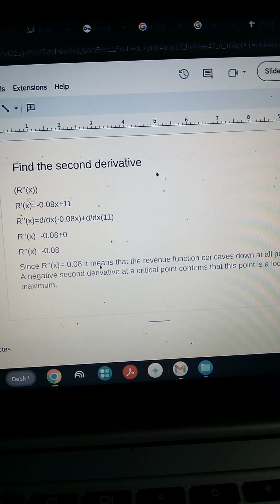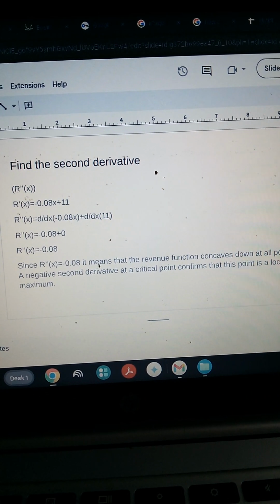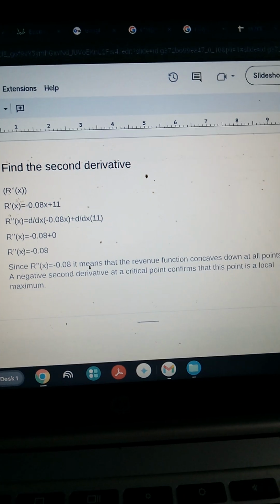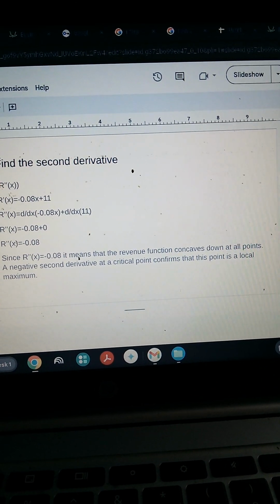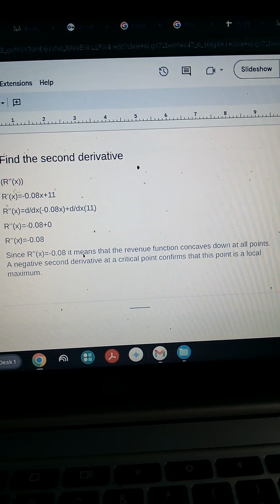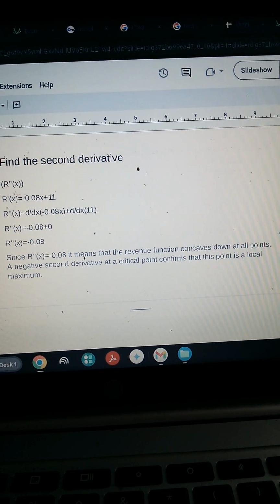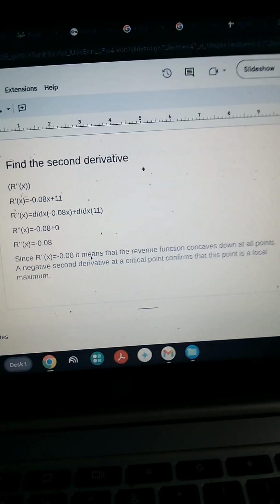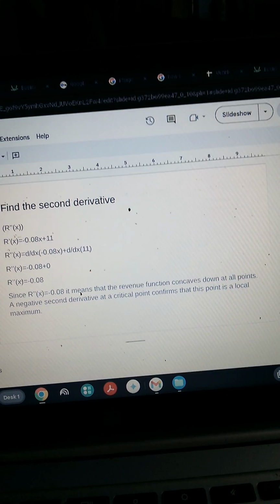Since r double prime of x equals negative 0.08, it means that the revenue function is concave down at all points. A negative second derivative at a critical point confirms that this point is a local maximum. It's the highest point on the graph.